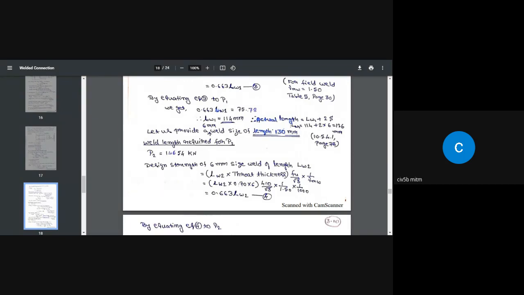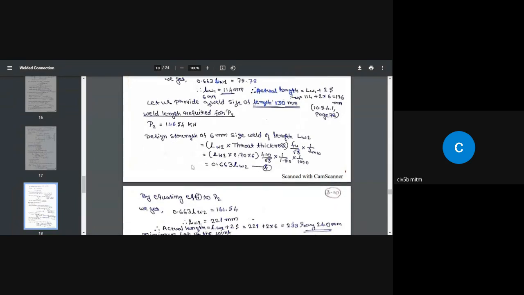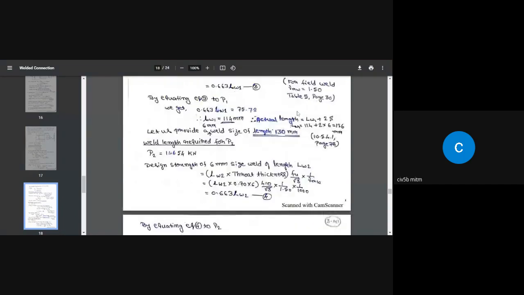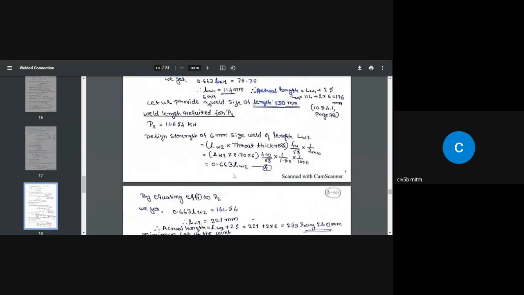Similarly, we need to give weld on the bottom side as well. So what is the force the bottom weld has to withstand? That is 146.54 kilonewton it has to withstand. So what is the design strength of 6 mm size weld of length LW2? That is the effective length LW2 multiplied by the throat thickness, which gives you the throat area, multiplied by the design strength of the weld, which is in Newton per millimeter square. So all the values remain the same, just like in this case. The only variation is LW2. So we need to find out LW2.